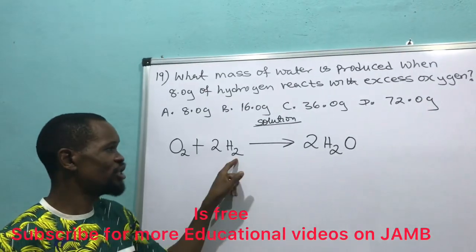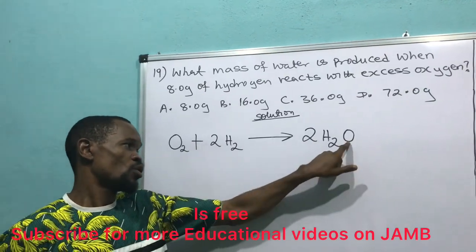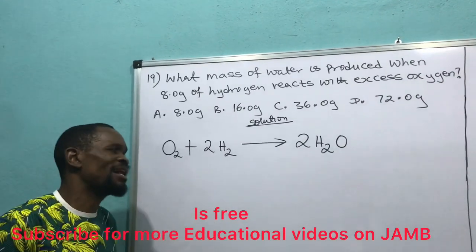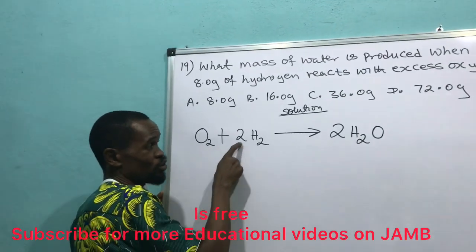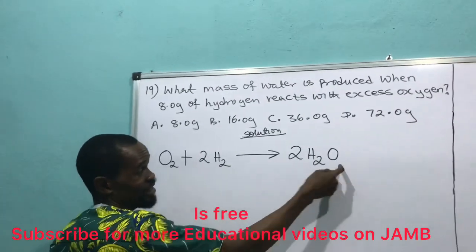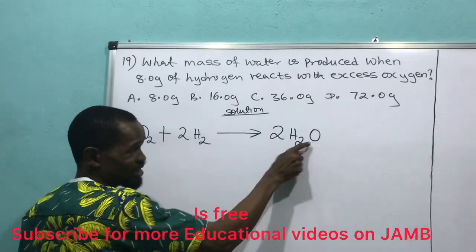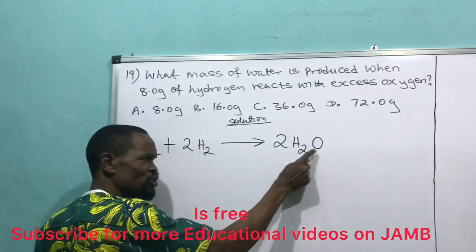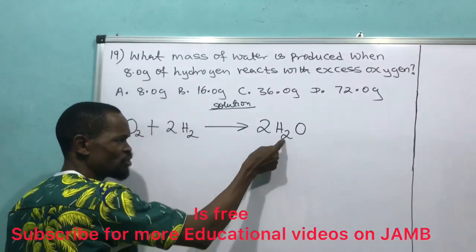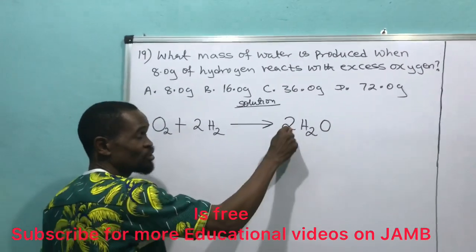4H here, 4H, 2 oxygen, 2 oxygen. That means it's balanced. I've already balanced it. These 2 now stand for oxygen and also stand for hydrogen. Meaning that oxygen is 2 here, hydrogen is 4 here. 2 times 2 will give me 4. 1 times 2 will give me 2.